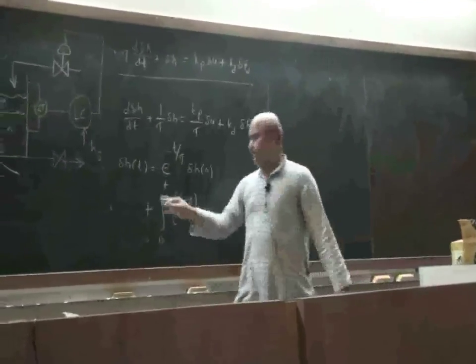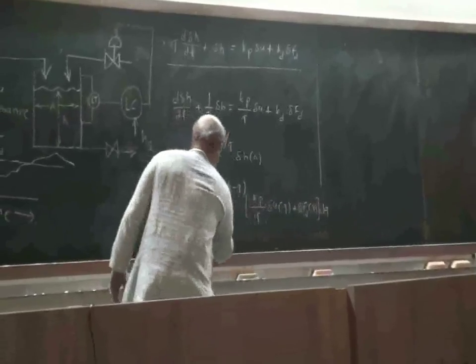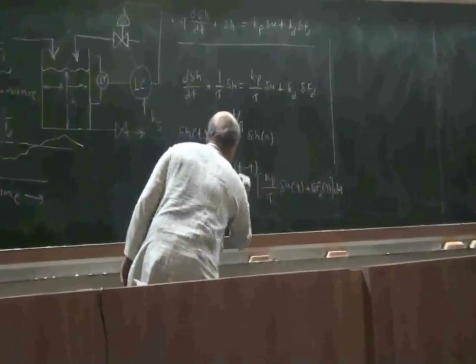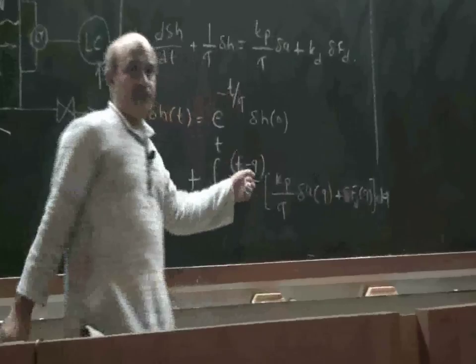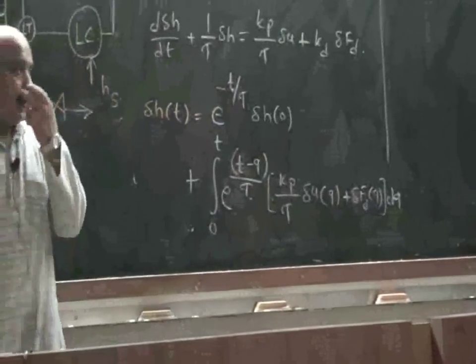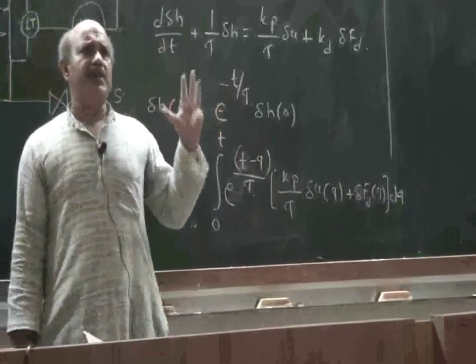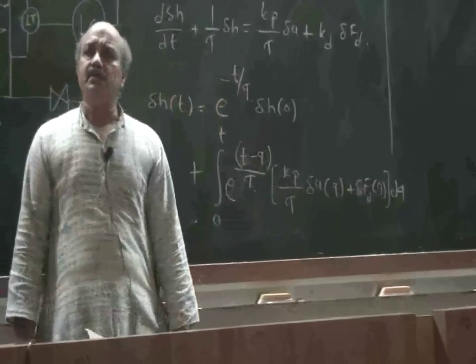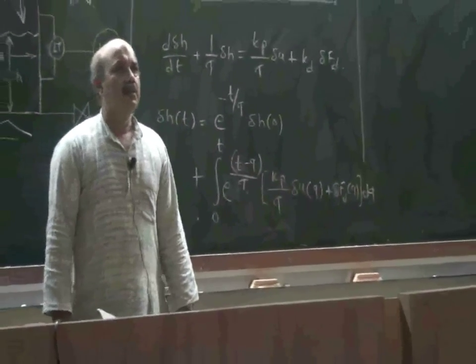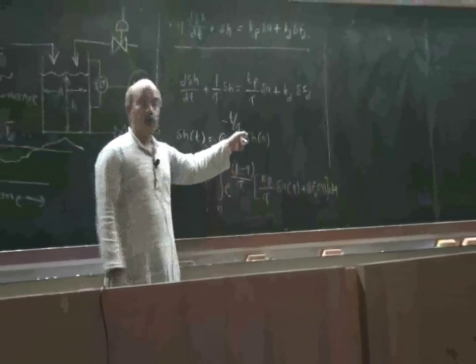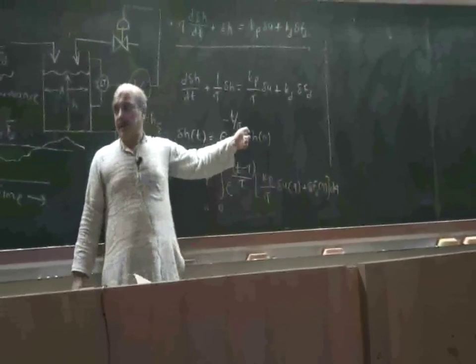Is this okay? I forgot one more thing. It is e to the power minus t by tau. Tau is here, 1 by tau is there. So what decides the dynamics? What seems to be a crucial parameter? Tau. Tau is a crucial parameter.